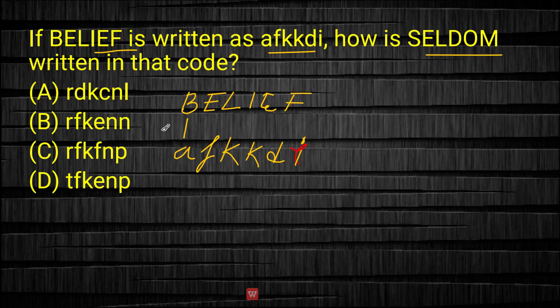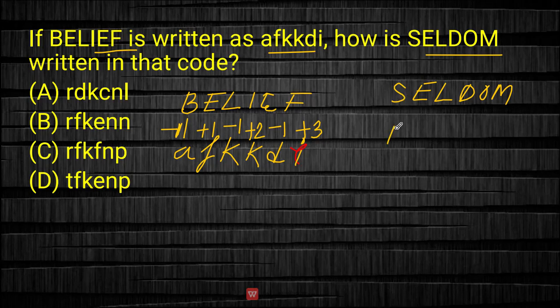So between B and A the relation is -1, then E to F +1, K to L... -1, and I and K there is +2, then -1, then F G H I +3. So in the same way, seldom, SELDOM. So the first should be -1.